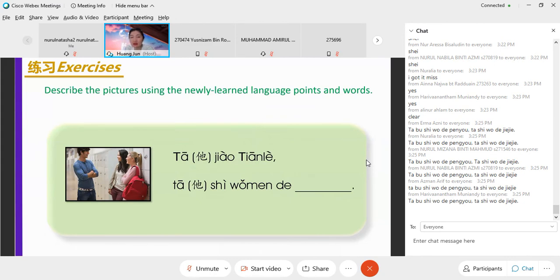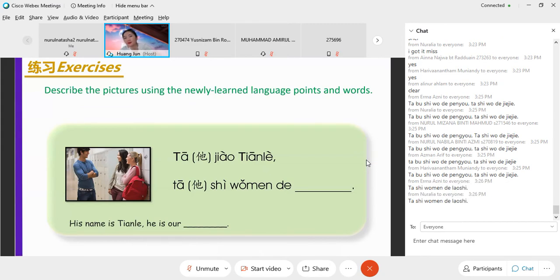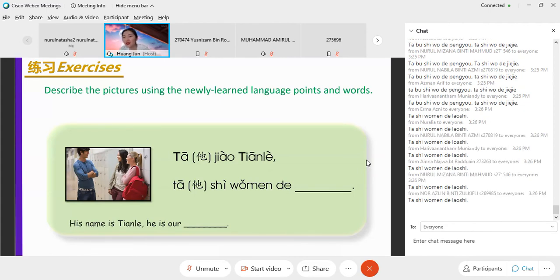Then let's check the second one. 他叫天乐。This Chinese character is a he. So his name is 天乐。他是我们的。He is our. So I need you to say: he is our teacher. 他是我们的老师。Some students have a typo over there. 老师 is spelled L-A-O. Never spell your word 老师 wrongly. Okay, L-A-O over there. 老师。So 他是我们的老师。Very good.